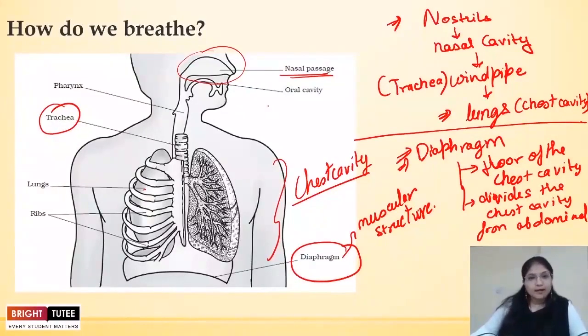In this diagram, I would like to also point out that this lung is protected all round with the help of these ribs. As you know, the ribs are the bony structures which protect essential organs like the lungs and heart. So this is the rib, also known as the rib cage, and the lung is present in the chest cavity surrounded by the rib cage.